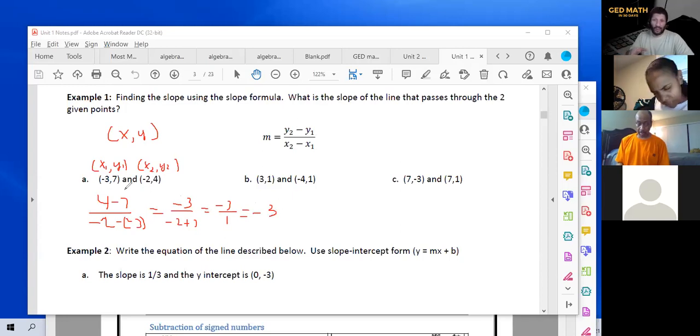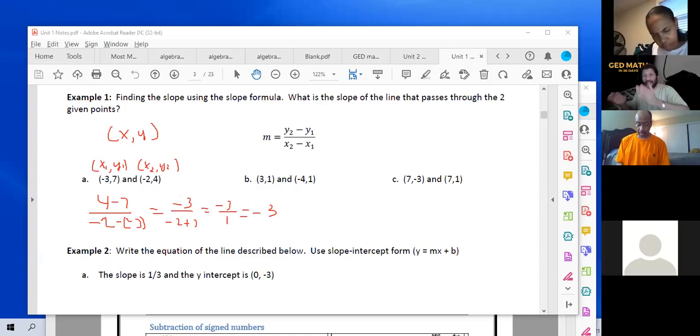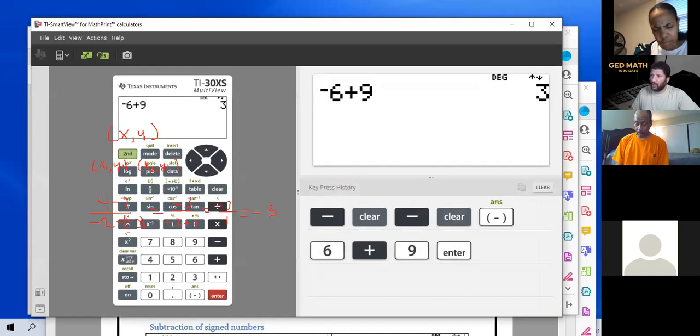But what I want you to do now, as we go on, is make sure you know how to do this on the calculator. If you notice, it just took me about a minute and a half to do that problem by hand. But now I want to make sure we can do it with the calculator. So first of all, let me get my points together.